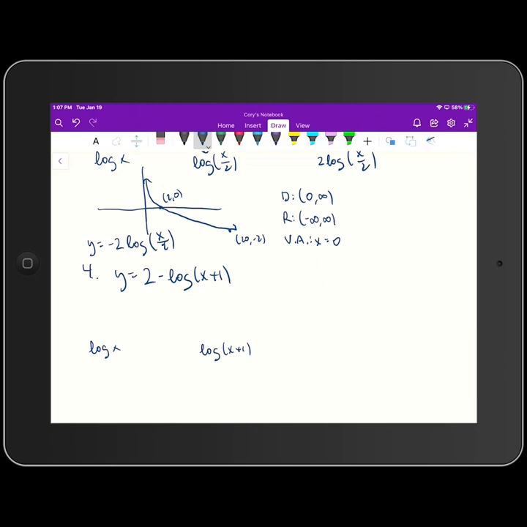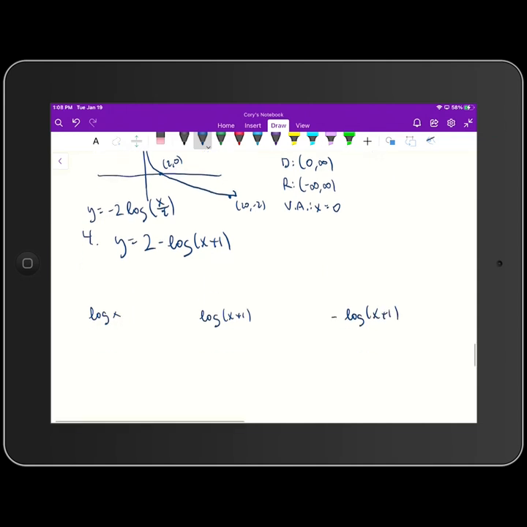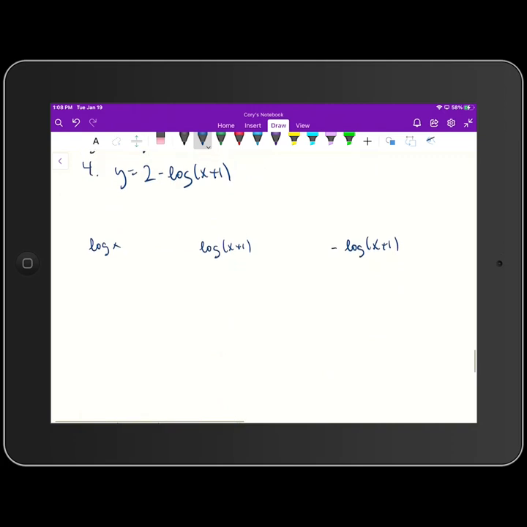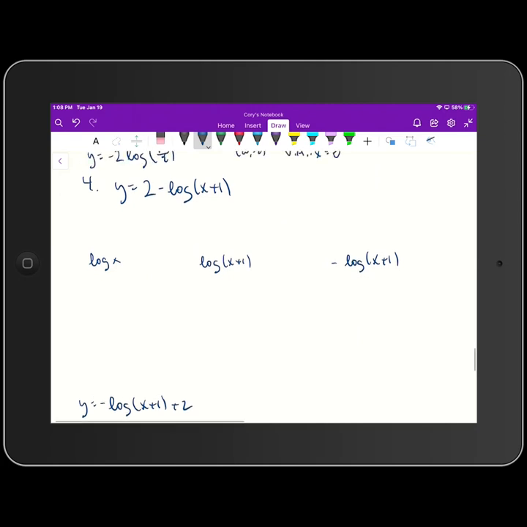So the next function we have to graph is negative the log of x plus 1. And then the last function is going to be y is equal to negative the log of x plus 1 plus 2. Okay, so let's go ahead and work through these steps in order.